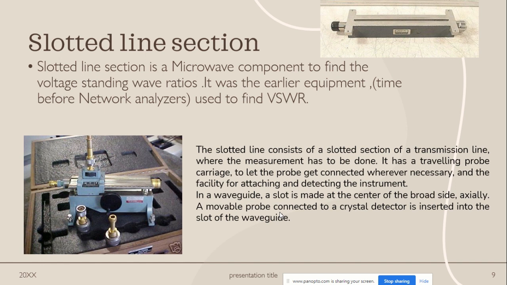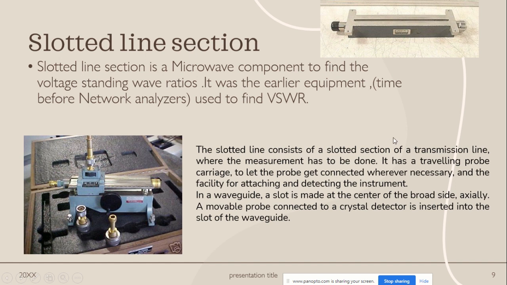This is very old equipment that we have had from the beginning. It is an important component in the microwave test bench, which is used to find VSWR and characteristic impedance, and even the guide wavelength, lambda g, can be found out by this slotted line section. The slotted line section will look like what is shown in the pictures. This is one slotted line section, this is another. Before network analyzers started coming, this was the earlier equipment used to find the standing wave ratios.